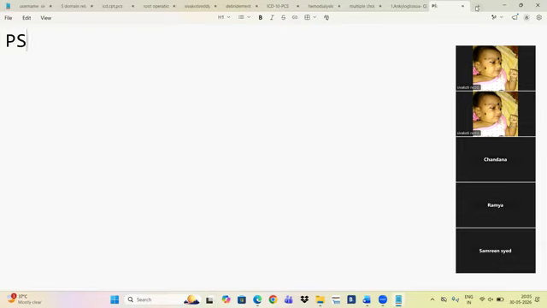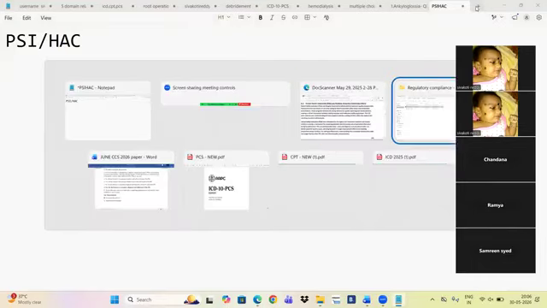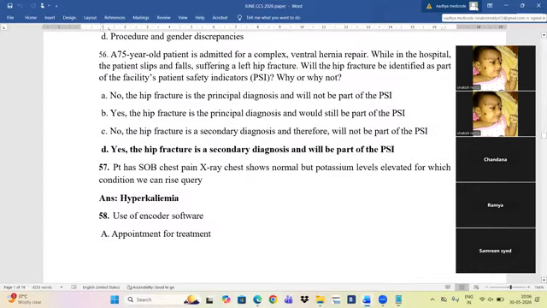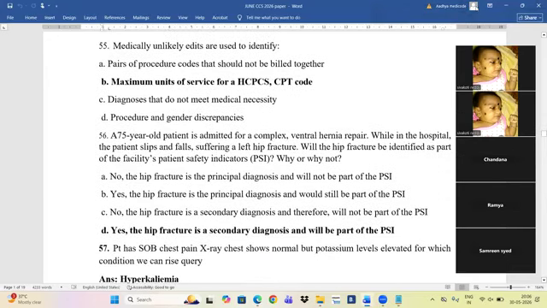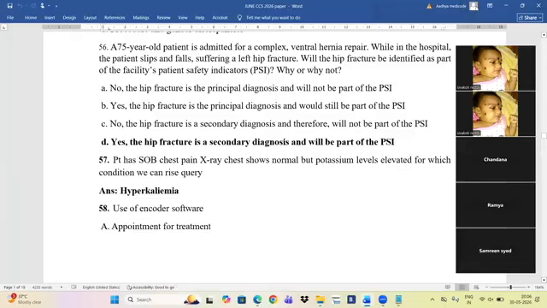One concept we can discuss is PSI and HAC. First I will show the question, then you will understand the concept. Check the 56th question. Up to 55 we discussed yesterday, medical unlikely leads. From 56 onwards we can start.